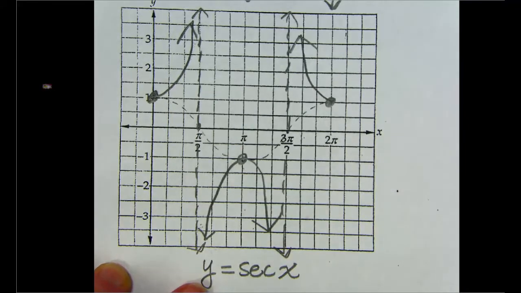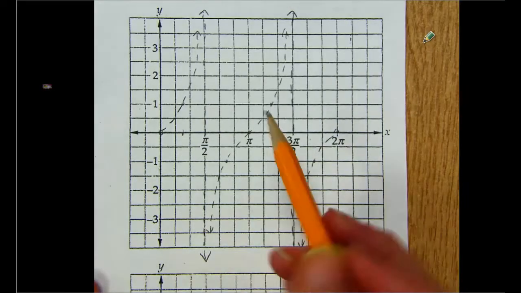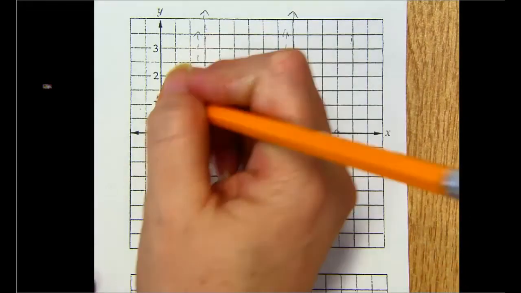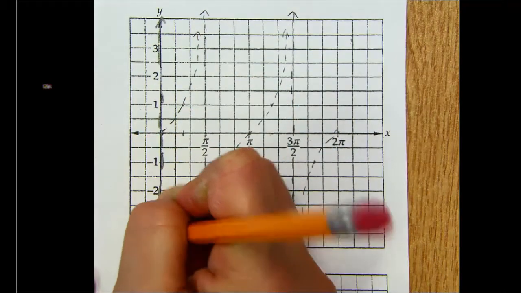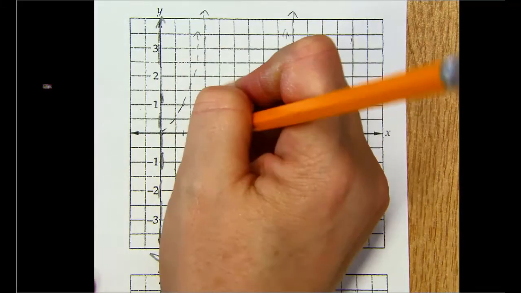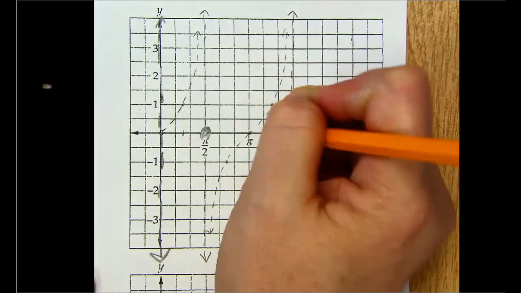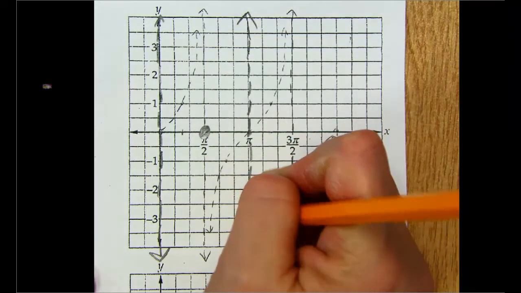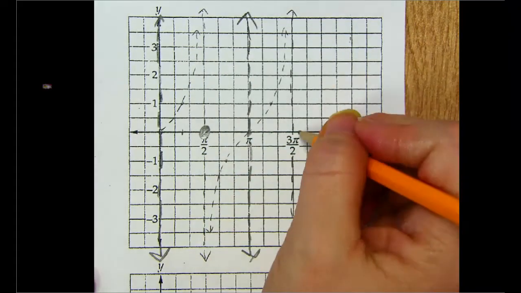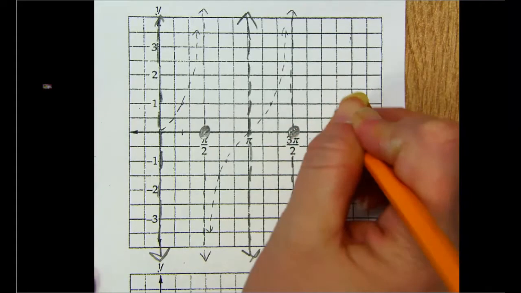Here's our parent tan graph. Do the same thing. The reciprocal of each 0 is an asymptote. This one gets messy because I'm starting with asymptotes. The reciprocal of undefined is 0. So for my cotangent graph, I take every 0 on tan and turn it into an asymptote, and every asymptote on tan and turn it into a 0.